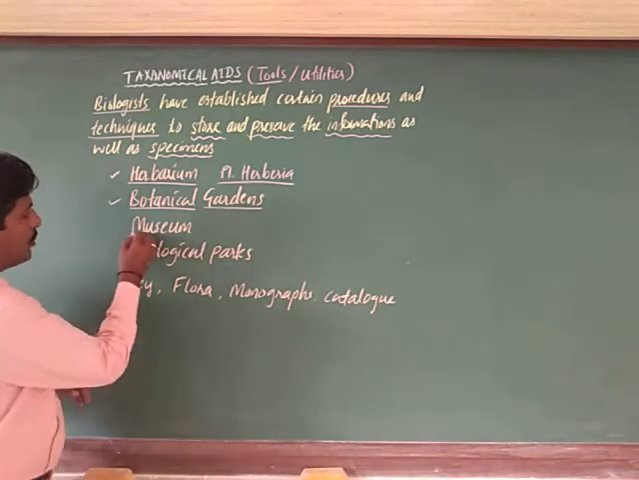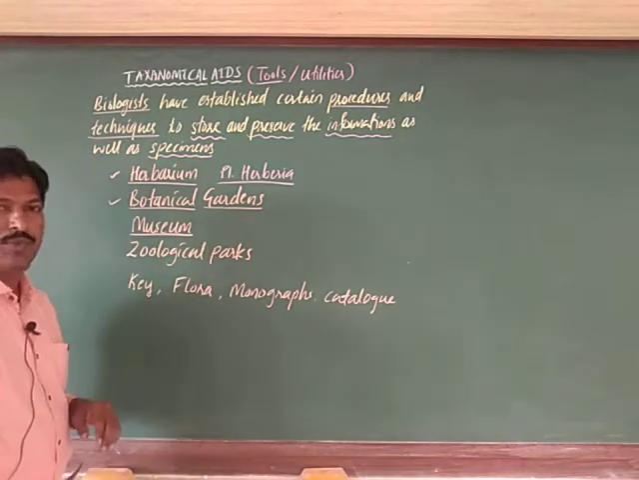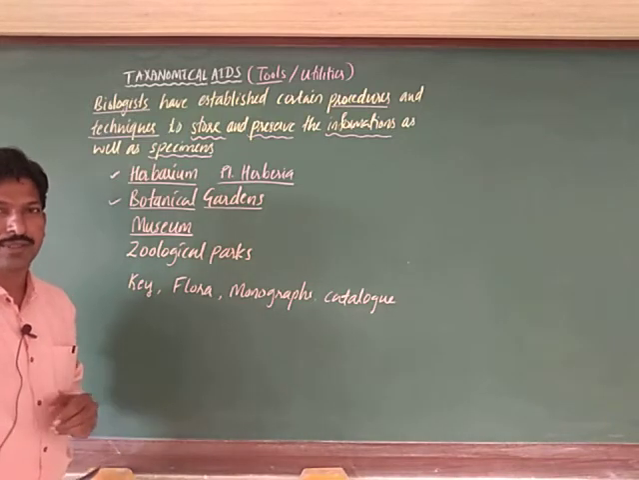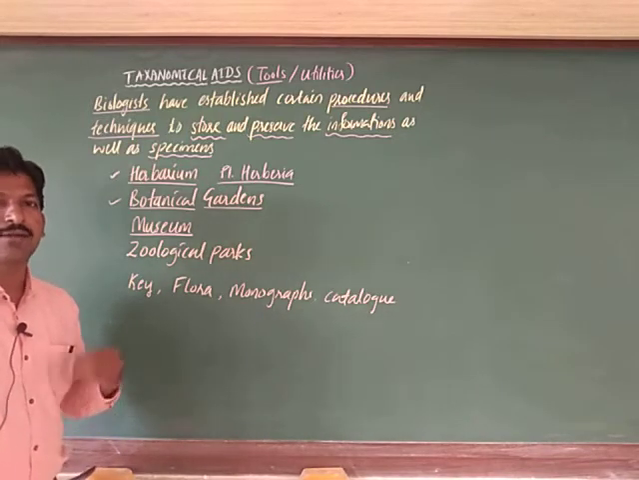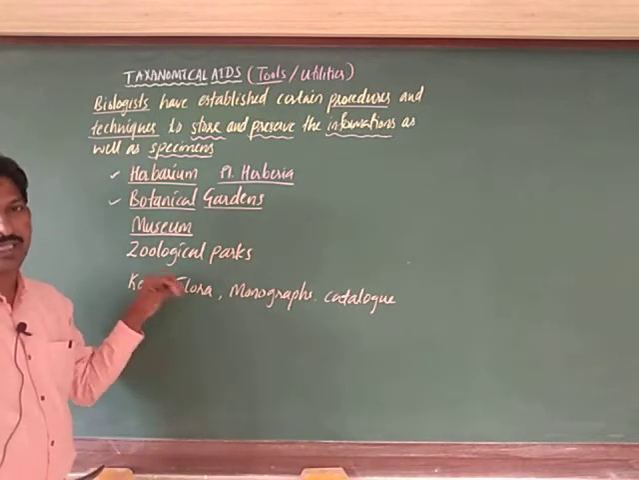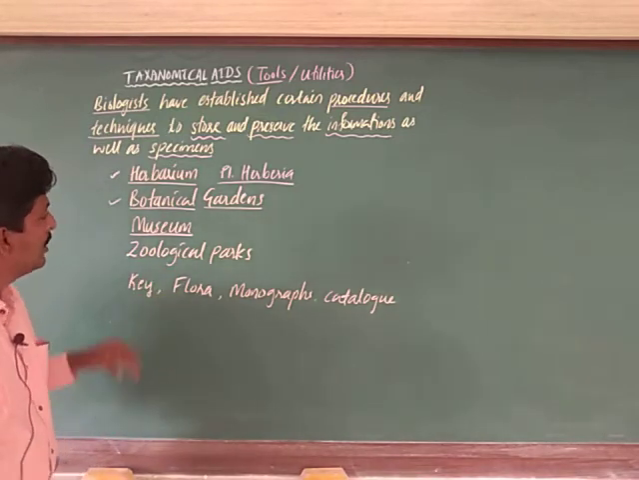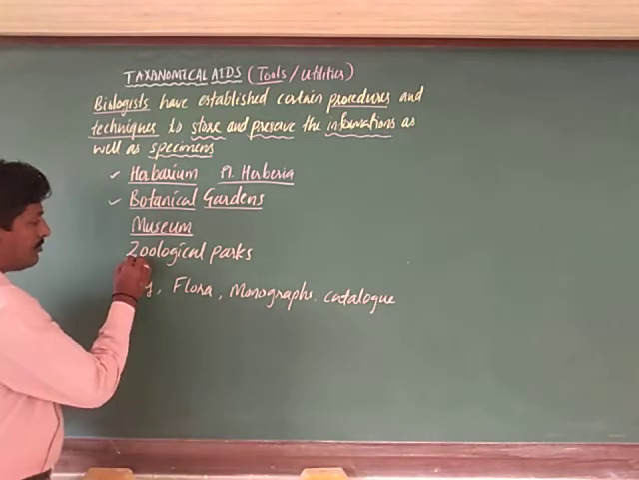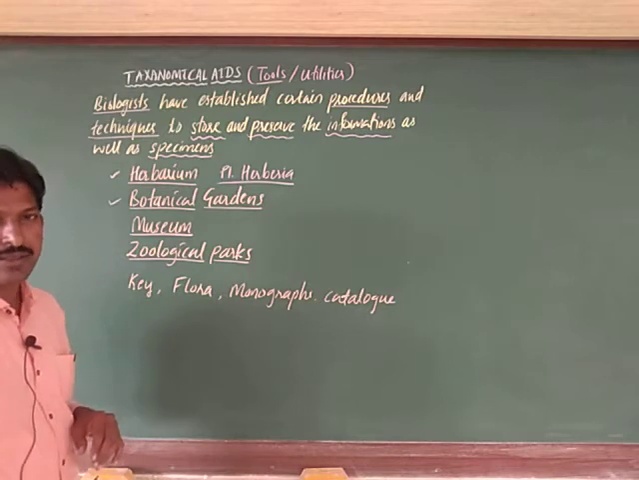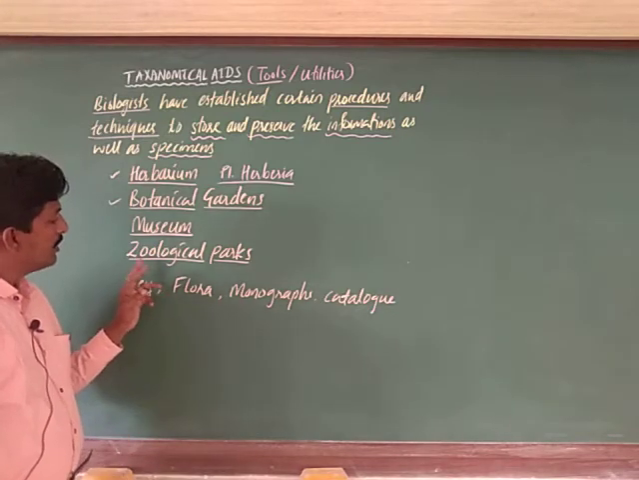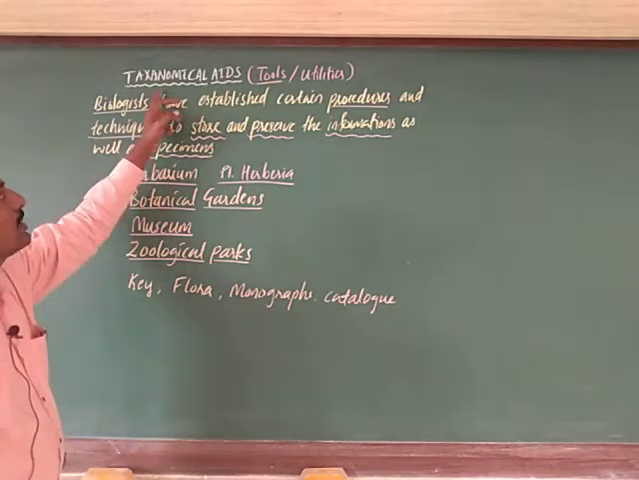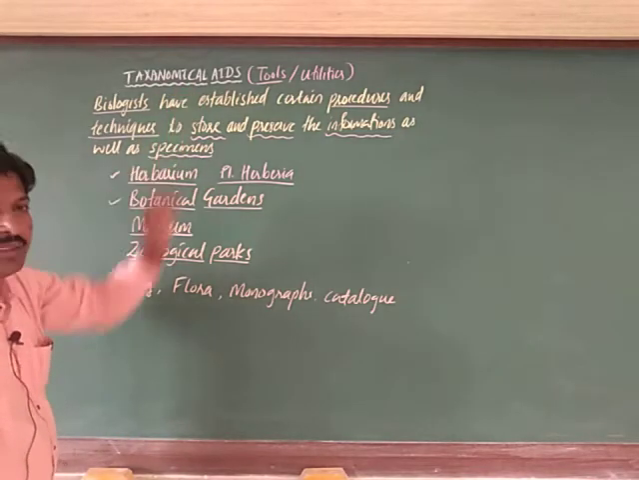Next, museum. You might have heard that a museum is an entertaining place, as you already know. Let us see what the function of a museum is here. Next, zoological parks. You might have heard of a park, but here zoological parks are also called taxonomical aids.